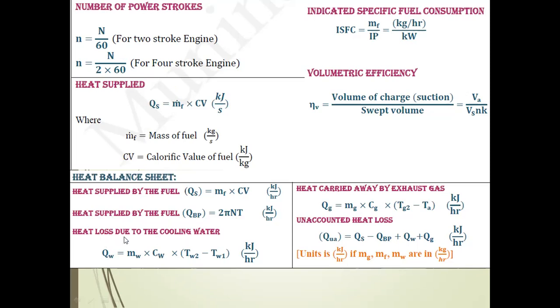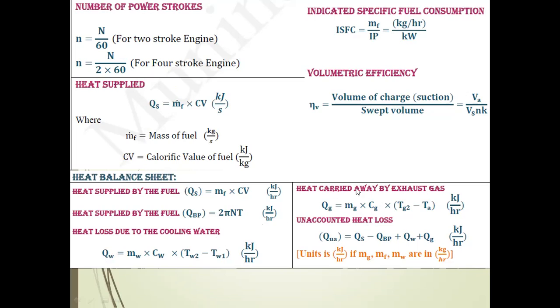So the heat loss due to the cooling water we can denote as Q suffix W, equal to the mass of the water and the specific heat of the water, C suffix W, into (TW2 minus TW1). This TW2 is the output temperature of the cooling water and the input temperature of the cooling water is TW1.